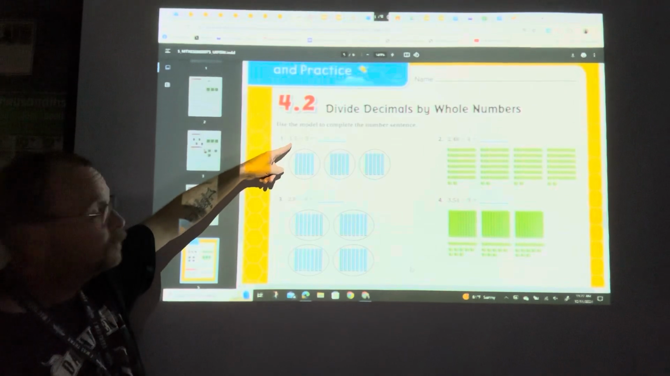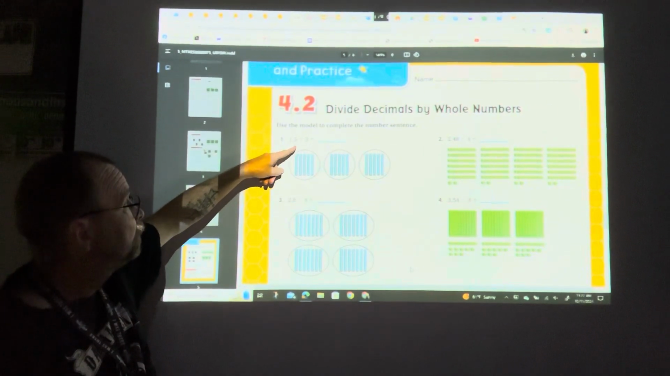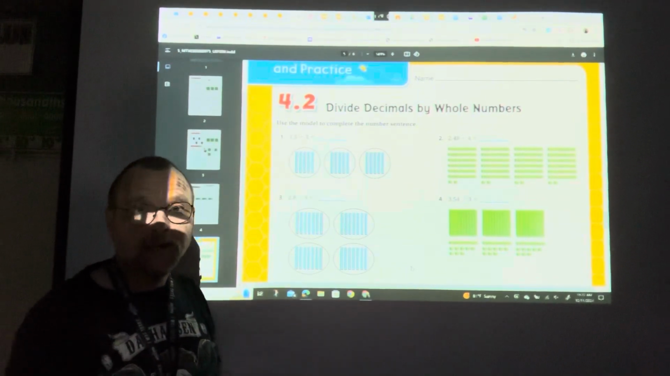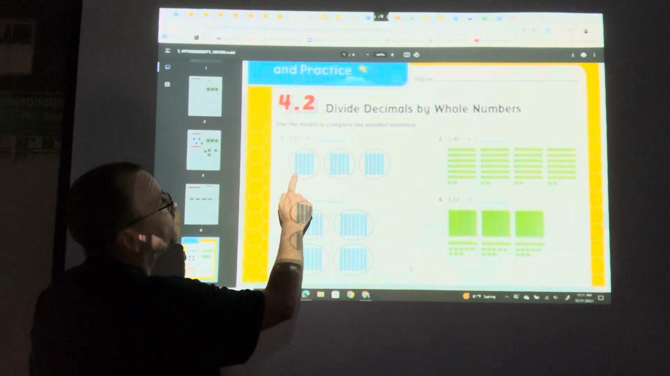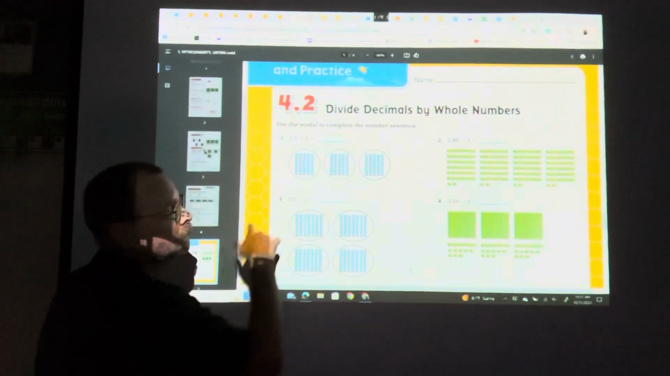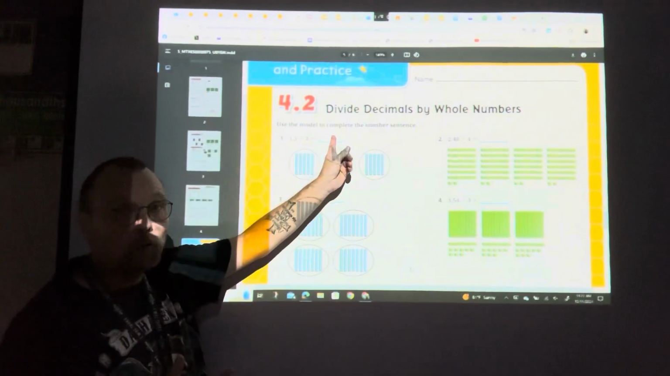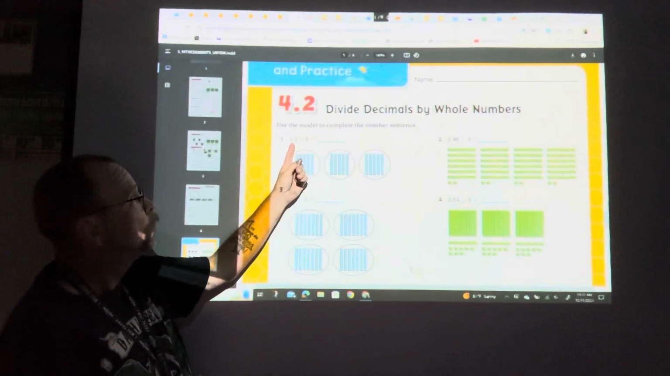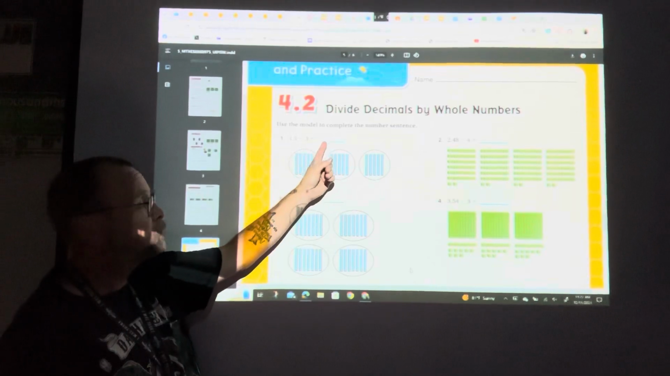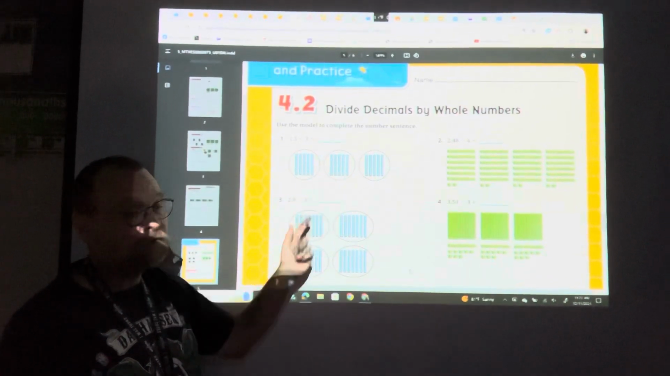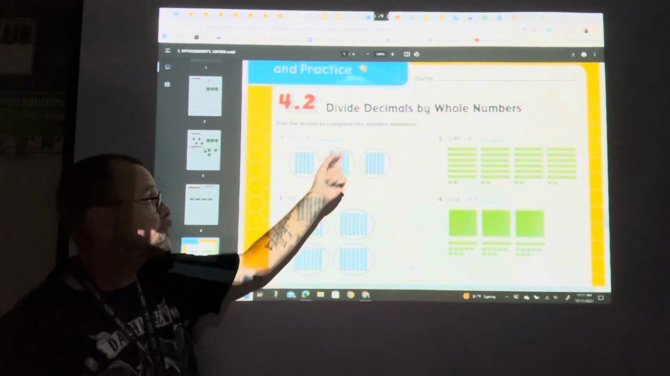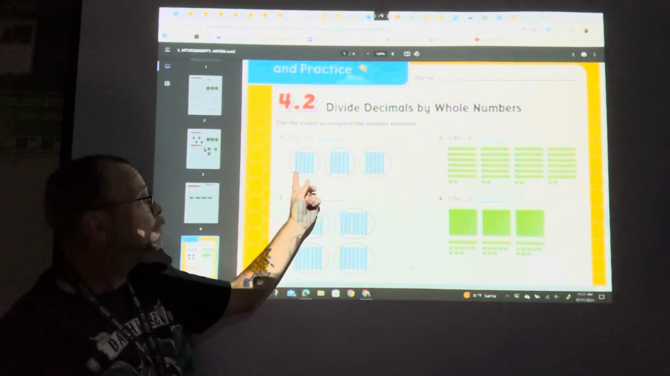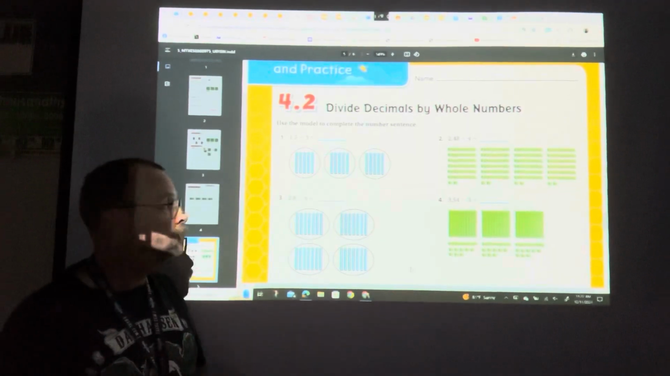My dividend is what's being divided. How many groups? My quotient is going to be how many in each group. In each group, there's going to be 1, 2, 3, 4, 5. There are 5 in each group. So my quotient is how many in each group. So what's being divided? How many groups? And the number in each group is what my quotient is. So this is 1 5/10 divided by 3 equals 5/10, 0.5.